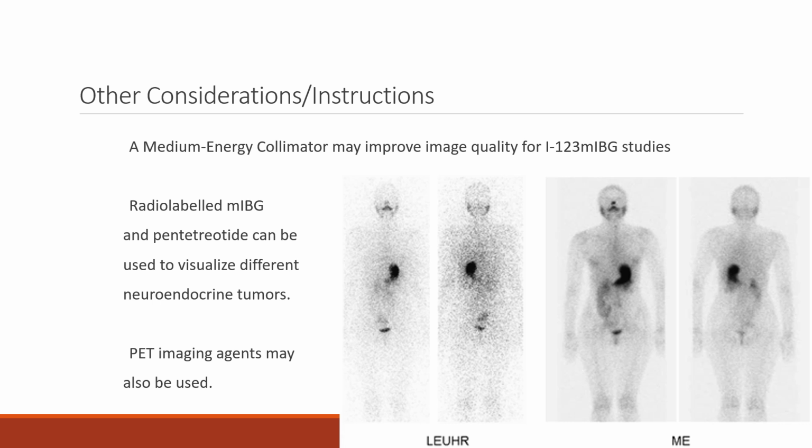The energy for I-123 is 159 keV. So it technically is still a low energy radiopharmaceutical, but you can use a medium energy if you want. Radiolabeled MIBG and pentetreotide can be used to visualize different neuroendocrine tumors, and PET imaging agents may also be used. PET imaging is the way to go if you have it. If you get used to looking at these images and then I show you the PET ones to compare, you'll see that there really is a big difference.